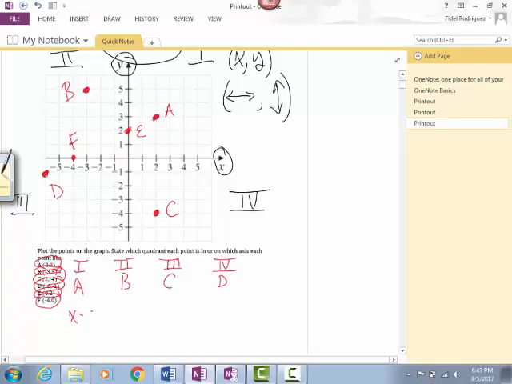So we have our x-axis, and the point that's on the x-axis would be my point F. And then we also have the y-axis. And the point that's on my y-axis would be my point E.